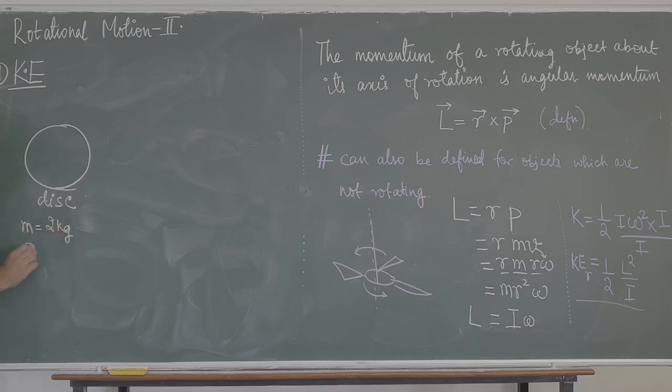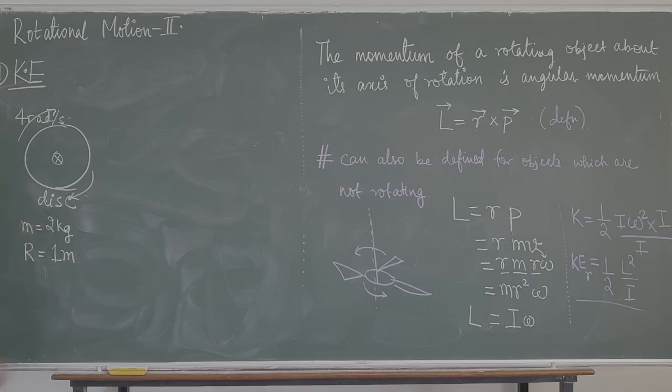The radius of the disk is, let's say, 1 meter, and the disk is rotating with some angular velocity of 4 radians per second. Very simple problem, about its center. The disk is rotating with an angular speed of 4 radians per second about its center. What is the kinetic energy of rotation of the disk?